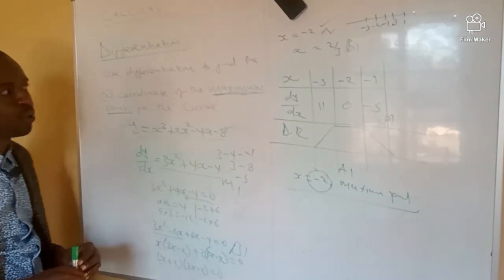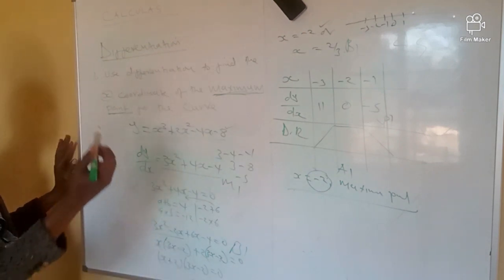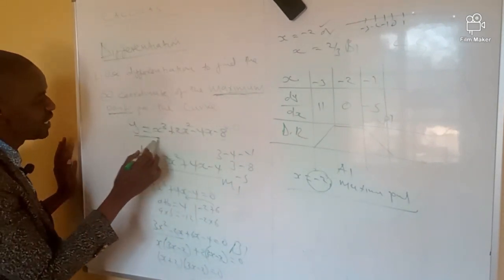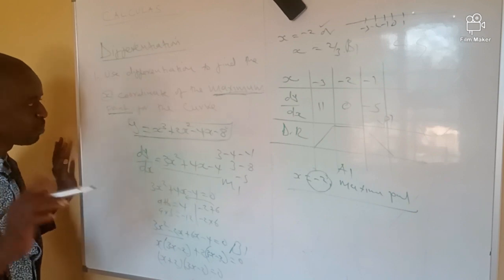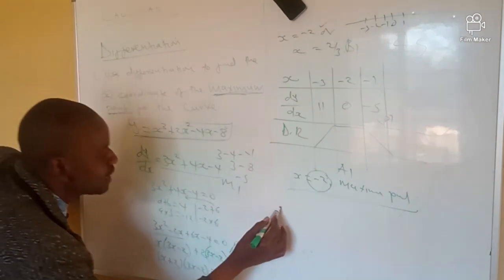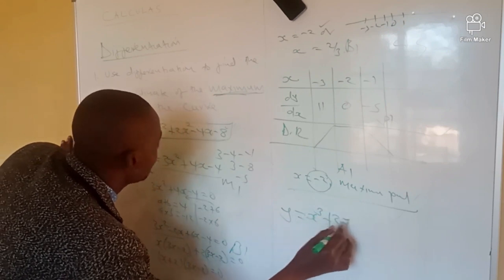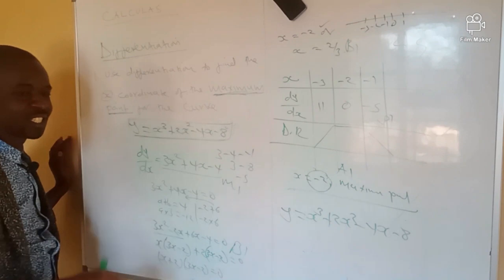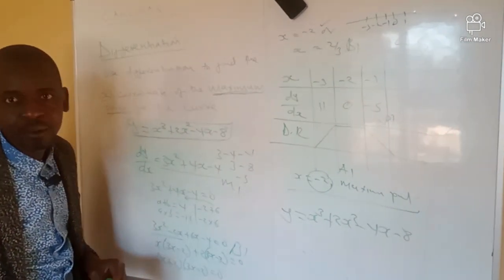But before I leave you, I want to give you some assignments so that you go and do. The assignment is: use the first principle to differentiate this polynomial function here. Use the first principle. Thank you so much and bye-bye.